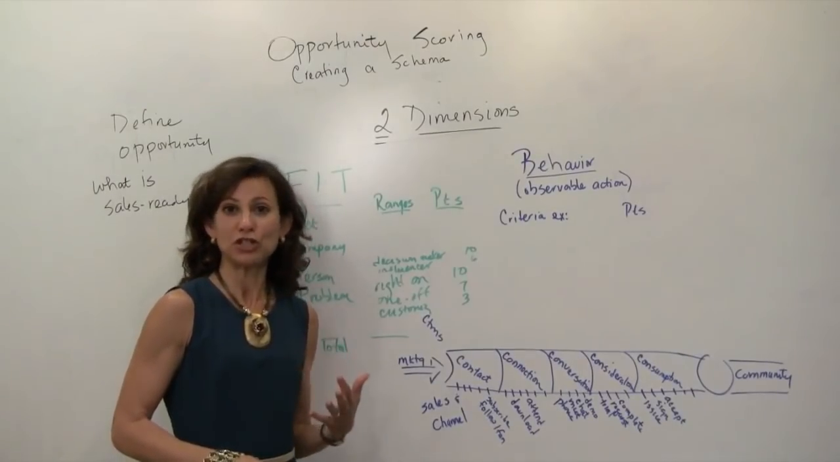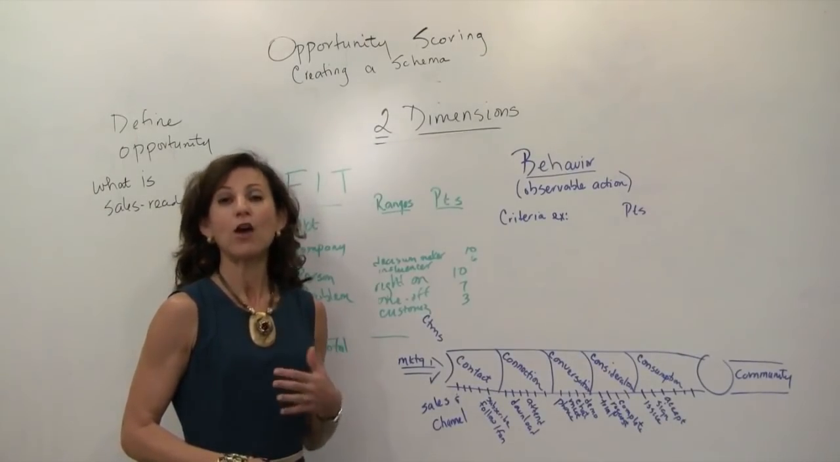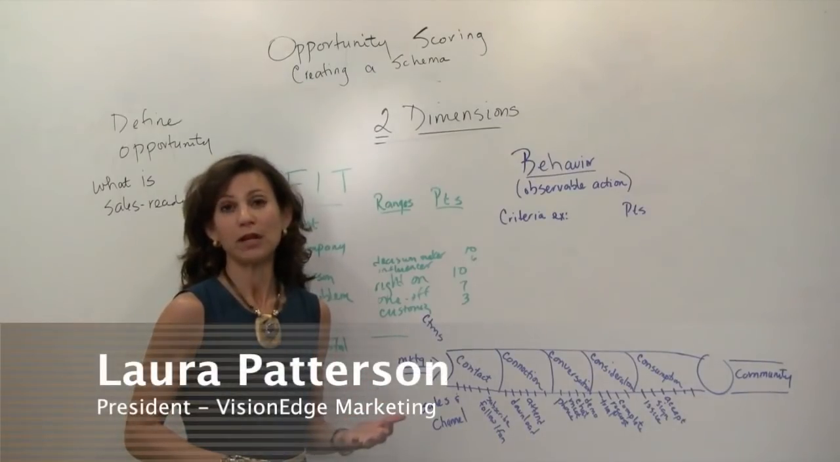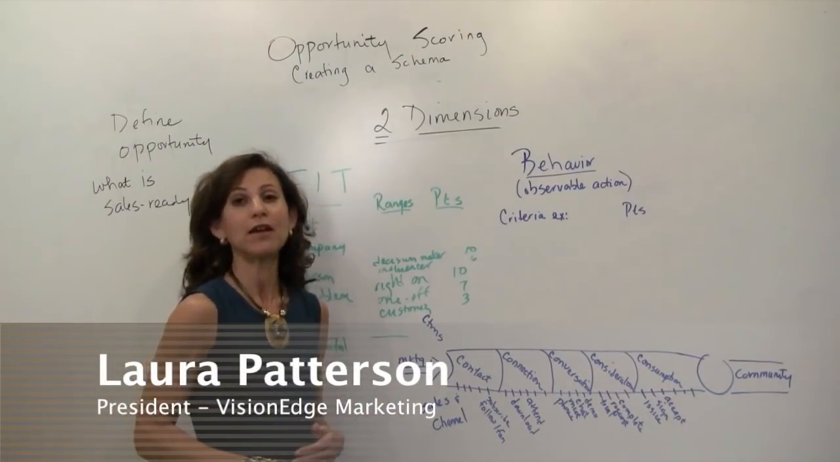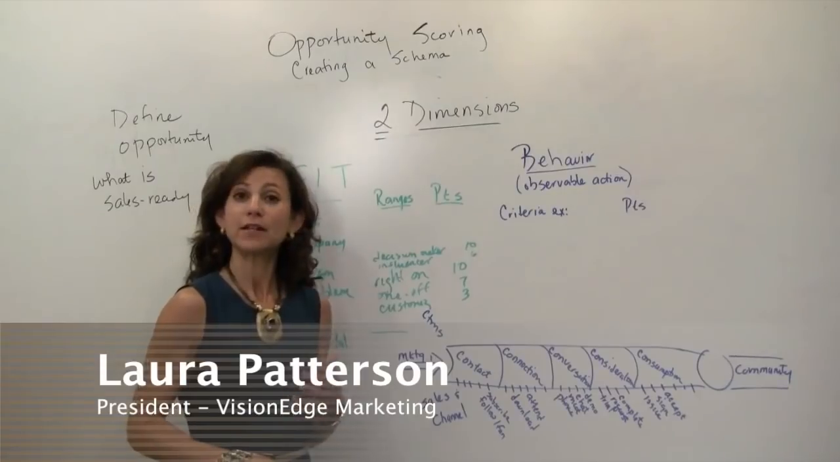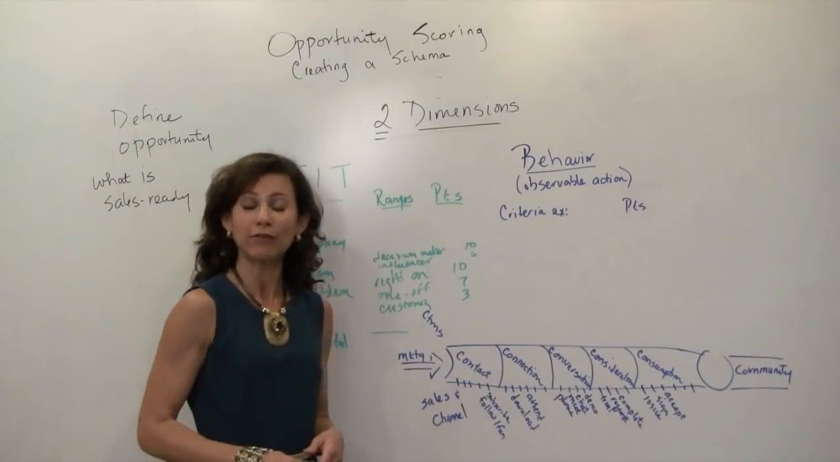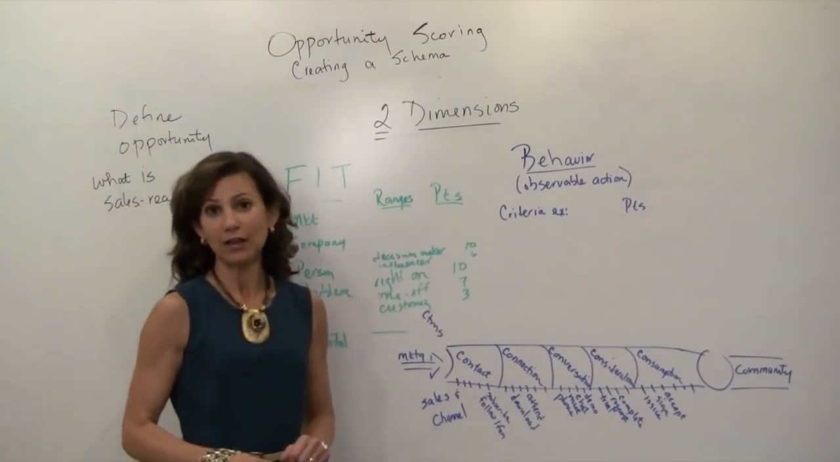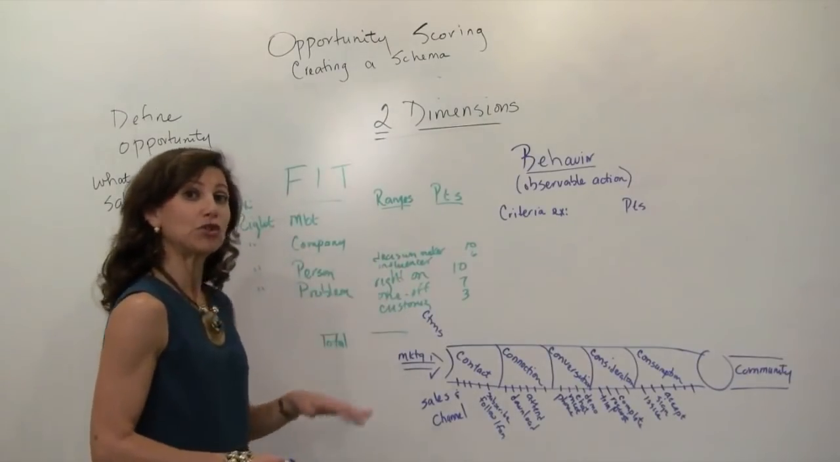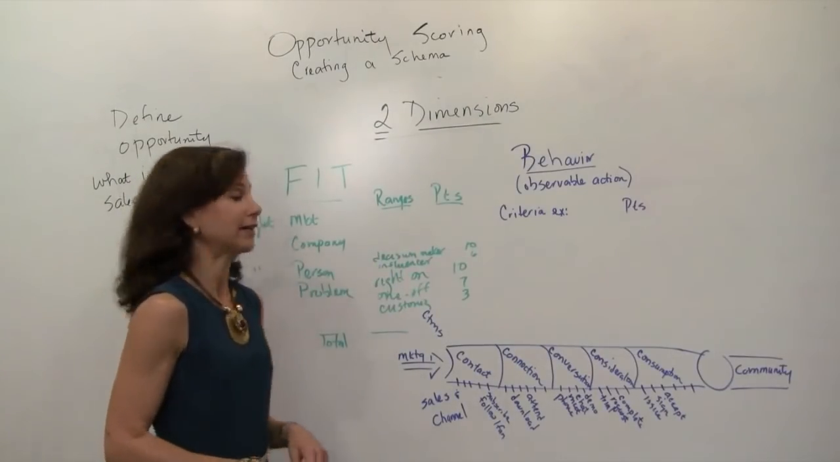We were talking about opportunity scoring and how to create a schema. We were exploring that you want to be able to determine what is an opportunity and is it sales ready. And we discussed two key dimensions associated with opportunity scoring: fit and behavior. Today we're going to focus on behavior and show how these two dimensions work and play together.